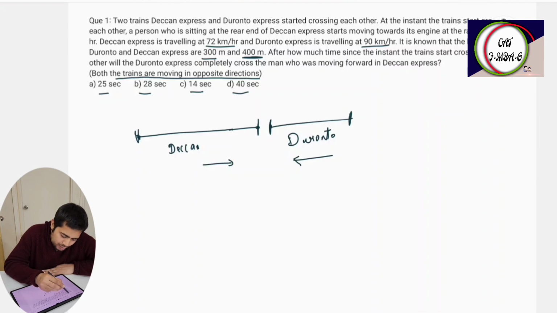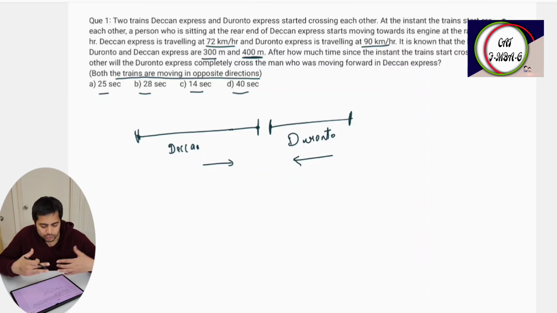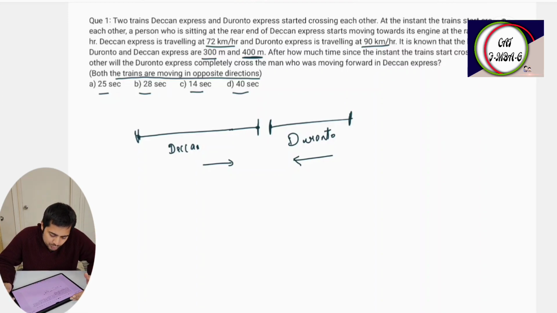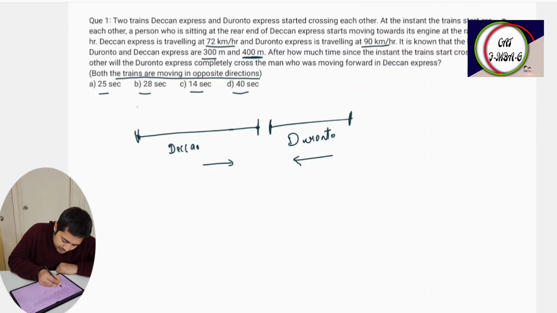So what is given: at the instant the trains start crossing each other, two trains are like this. They are trying to cross each other. One person is sitting at the rear end of the Deccan Express. The rear end is at the back side. So one person is here. This is the rear end, and this is the front end of Deccan, and this is the front of Duronto and the rear of Duronto.